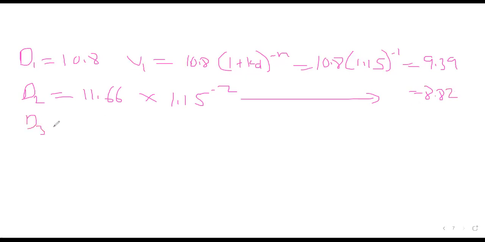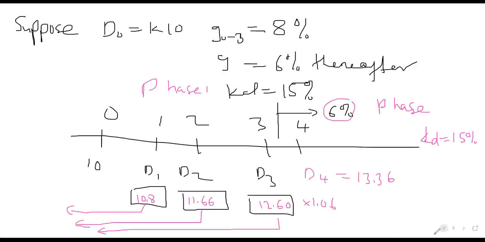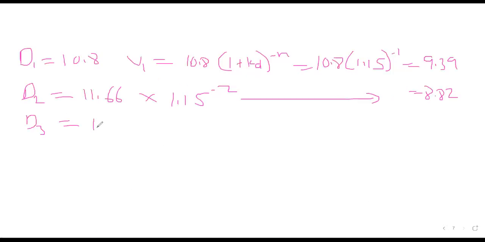And D3, which we calculated as what? 12.60 in year 3. 12.60 in year 3, we'll discount it using the market rate. It will go to 12.60 times 1.15 to the power negative 3, which will give us 8.28.